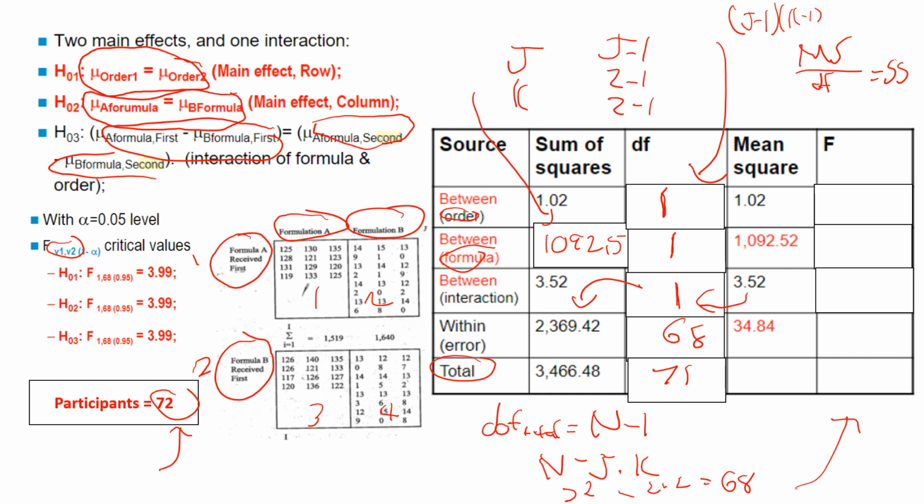This last value might not always be given. This is the mean square error, which is very important because we need this to calculate every f value. For an f value, it's essentially our mean square divided by error.